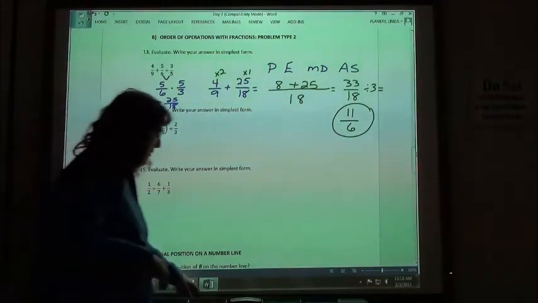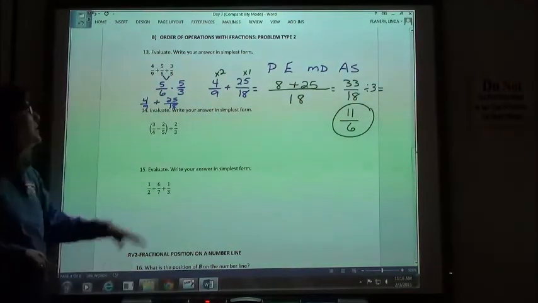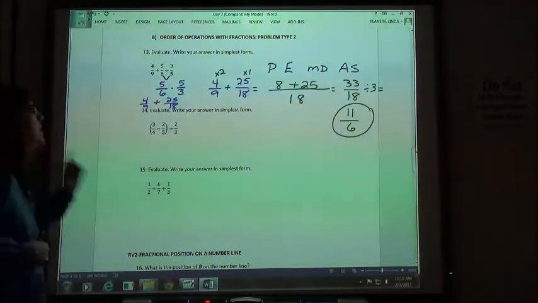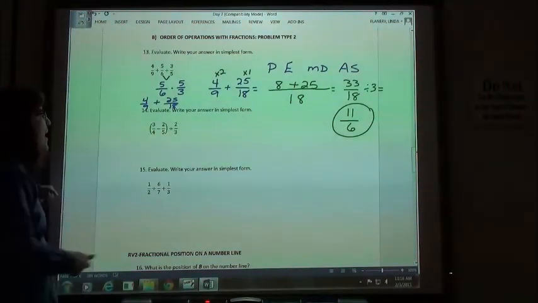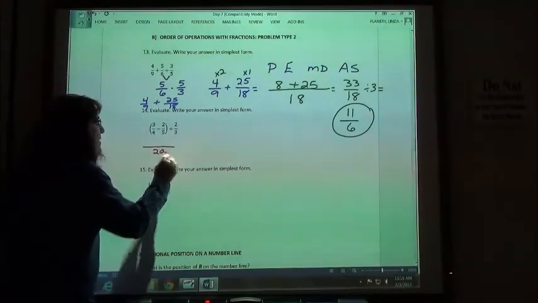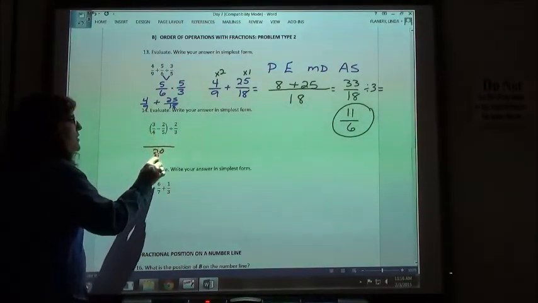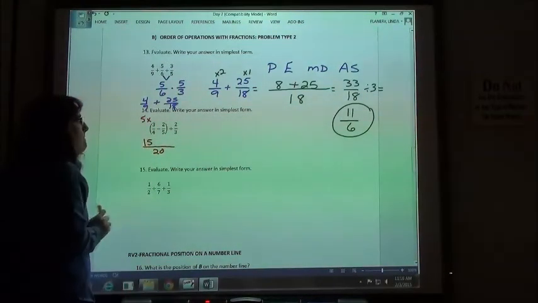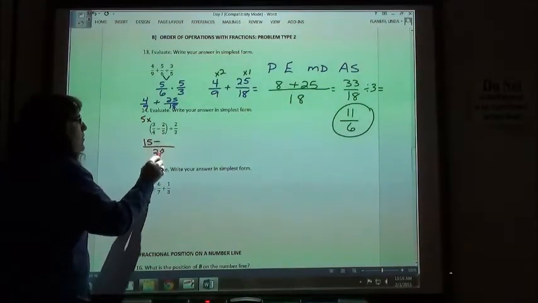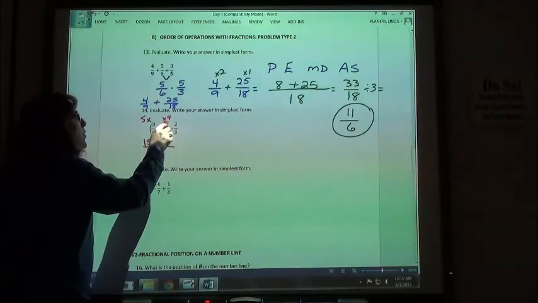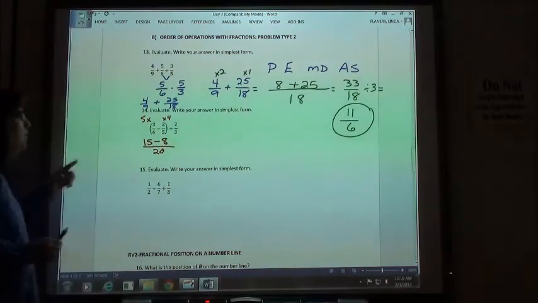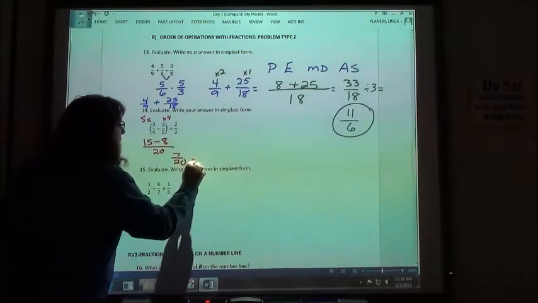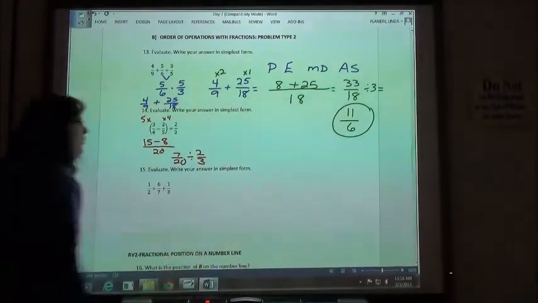So number 14, if I'm going to do that one following my order of operations, it has parentheses. I have to do the subtraction inside my parentheses first. Since I'm subtracting fractions, I have to have a common denominator, which in this case is going to be 20. 4 goes into 20 5 times. 5 times 3 is 15. Minus 5 goes into 20 4 times. 4 times 2 is 8. So 15 minus 8 is going to give me 7/20 divided by 2/3.